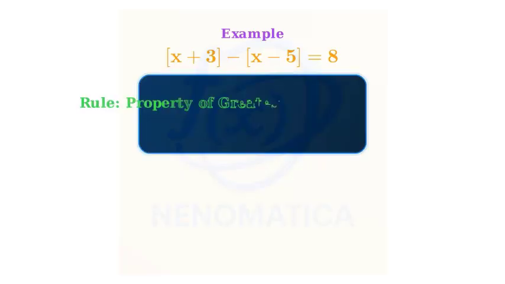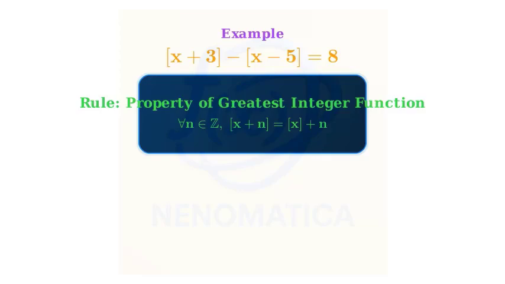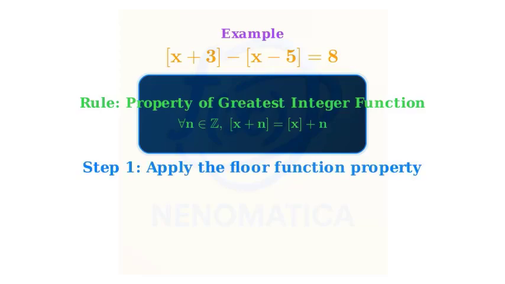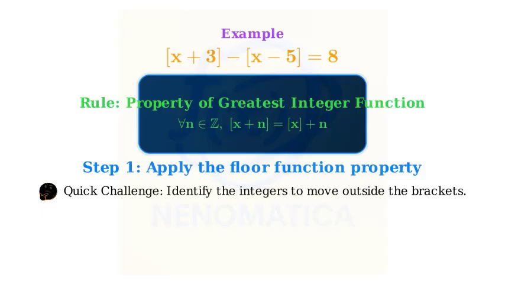We will solve a floor function equation by following a clear, structured set of steps. First, we show the example and the problem in bold orange math. Step 1. Apply the floor function shift by integer rule. The rule says, for any integer n, the floor of x plus n equals the floor of x plus n. We will use this to pull the integers plus 3 and minus 5 outside the floor brackets. Quick challenge. Can you spot the integers we will move outside?